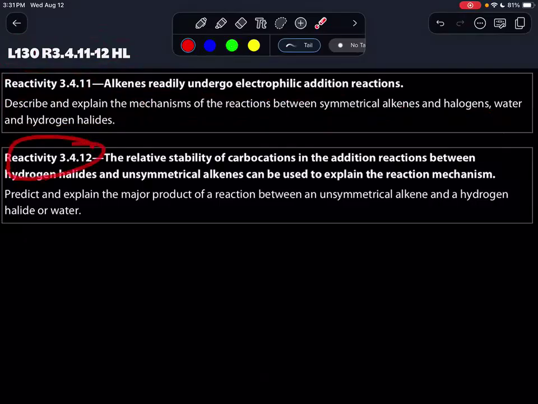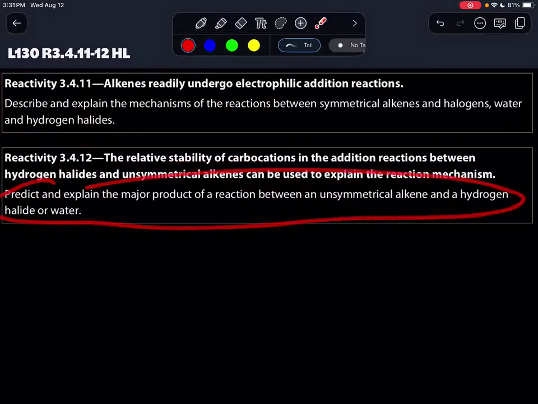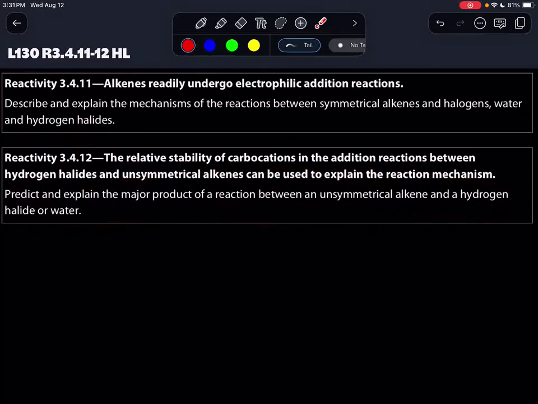We're also going to discuss in 3.4.12 the relative stability of carbocations and the addition reactions between hydrogen halides and unsymmetrical alkenes. And we'll use the stability of carbocations to explain the reaction mechanism. So with that, we'll predict and explain the major product of a reaction between an unsymmetrical alkene and a hydrogen halide or water. We're not going to discuss halogens as we will do that in the first section.